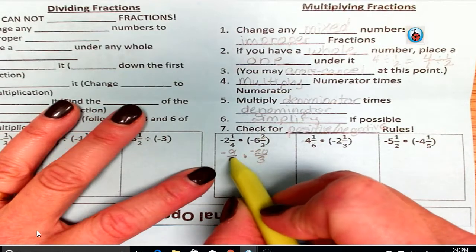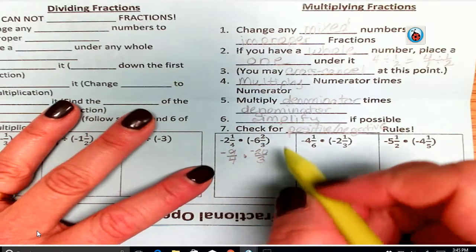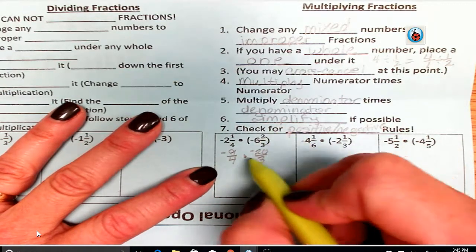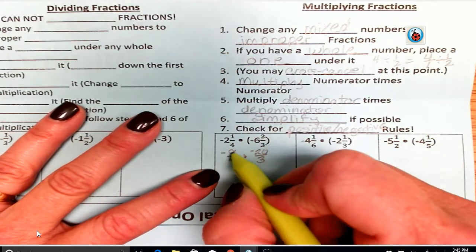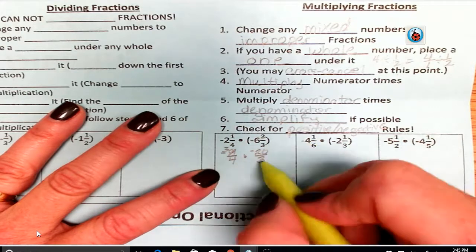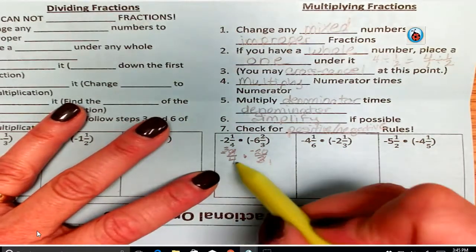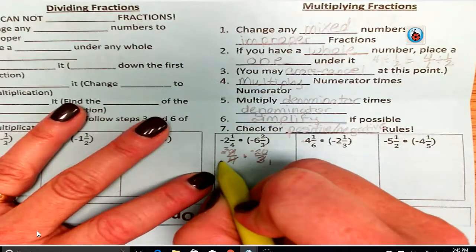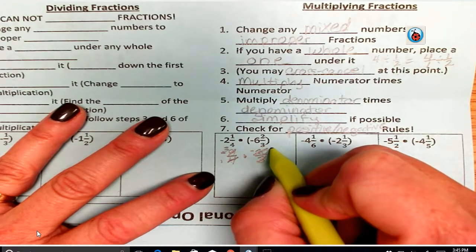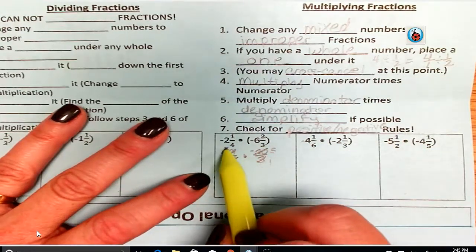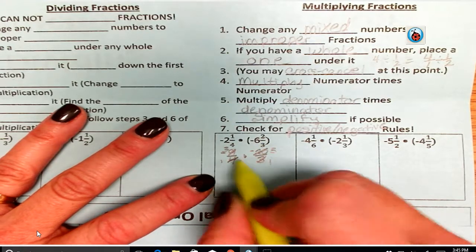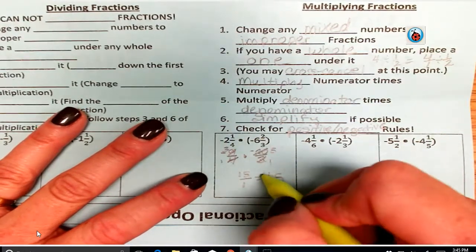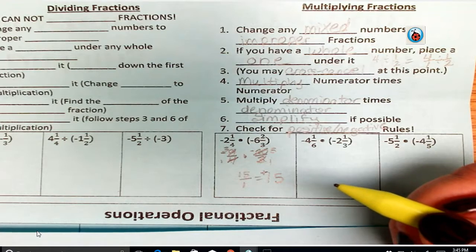You can, at this point, either multiply straight across or you can cross cancel. So for example, you would look at the 9 and the 3. What's their greatest common factor? 3 goes into 9 and 3 goes into 3. So 3 goes into 9 3 times, 3 goes into 3 1 time. Then look at 4 and 20. Their greatest common factor would be 4. 4 goes into 4 once. 4 goes into 20 5 times. So now you just multiply 3 times 5 is 15. 1 times 1 is 1. And that equals 15. I have a negative times a negative, which would make that positive 15.